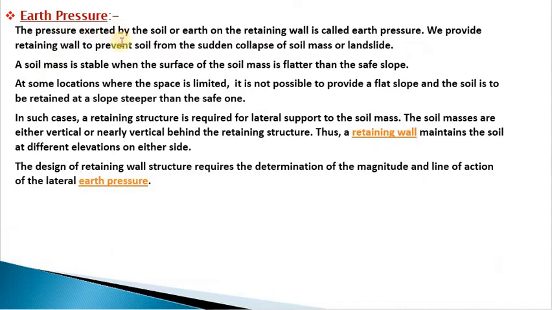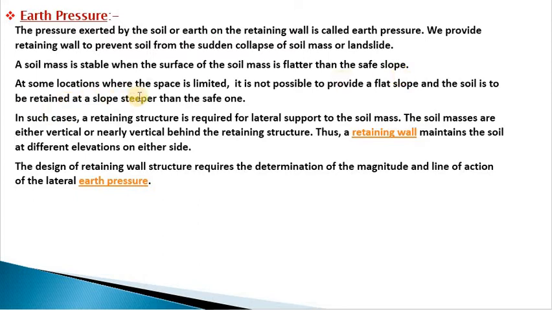Now, what is earth pressure? The pressure which is exerted by the soil or earth on the retaining wall is called earth pressure. We provide a retaining wall to prevent the sudden collapse of soil mass or landslide. A soil mass is stable when the surface of the soil mass is flatter than the safe slope.